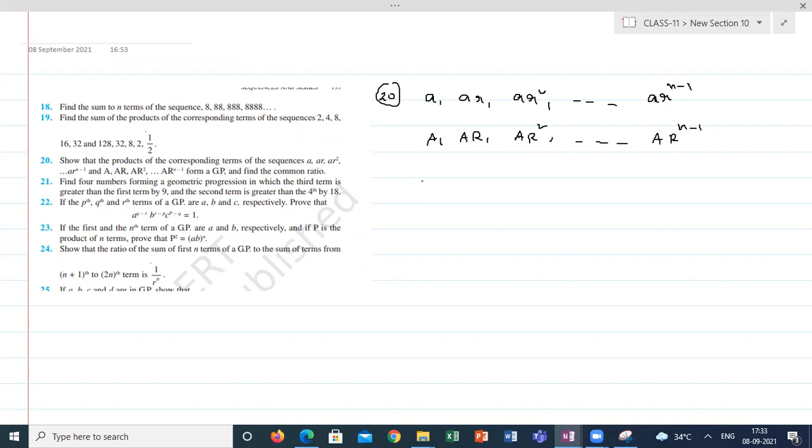He is asking for the product of corresponding terms. So if I take the product of the corresponding terms, I will get like this.